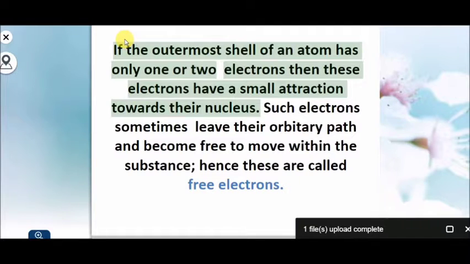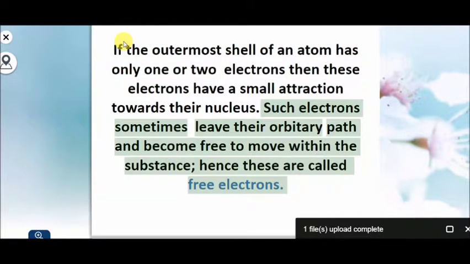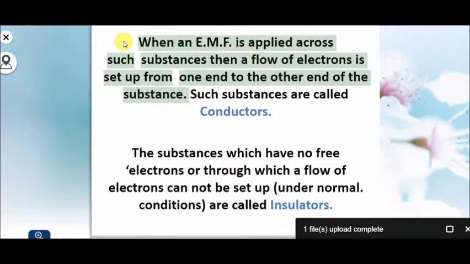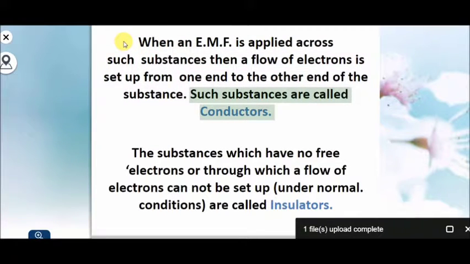If the outermost shell of an atom has only 1 or 2 electrons, then these electrons have a small attraction towards their nucleus. Such electrons sometimes leave their orbital path and become free to move within the substance. Hence these are called free electrons. When an EMF is applied across such substances, then a flow of electrons is set up from one end to the other end of the substance. Such substances are called conductors.